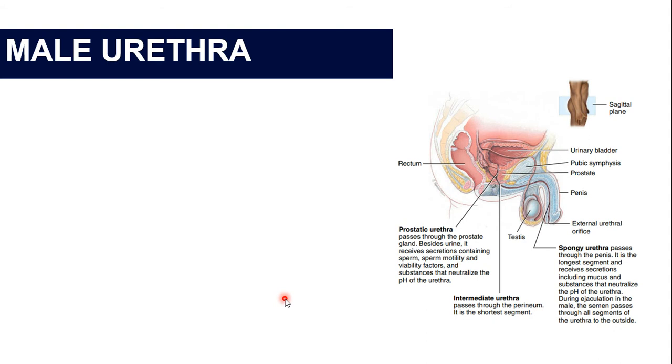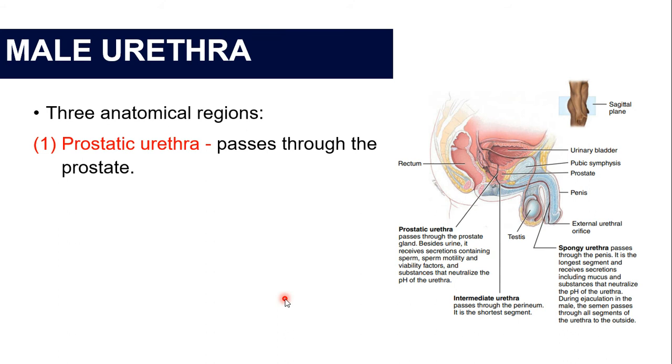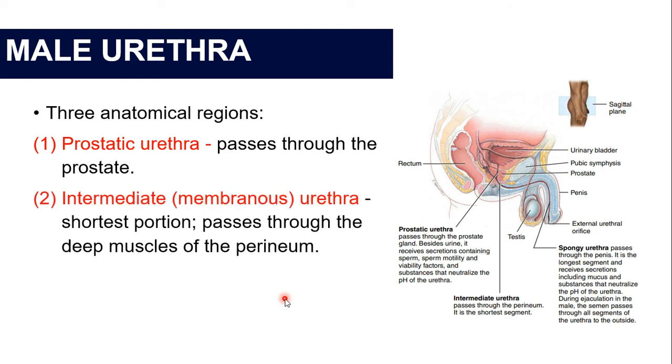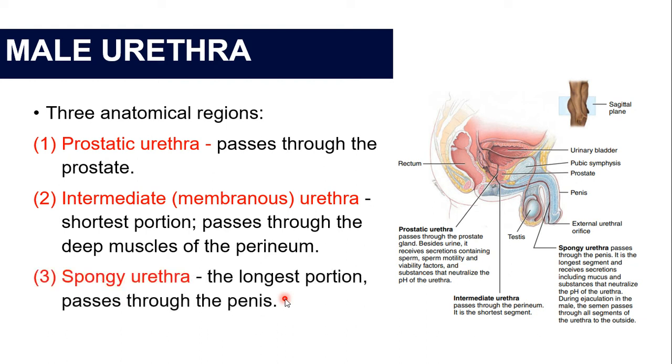Aside from that, in the male urethra, we have three anatomical regions. The first one is the prostatic urethra. This prostatic urethra passes through the prostate, so it's self-explanatory. Next, the intermediate or membranous urethra. This one is considered the shortest portion, and it passes through the deep muscles of the perineum. And lastly, we have the spongy urethra. This one is the longest portion, and it passes through the penis.